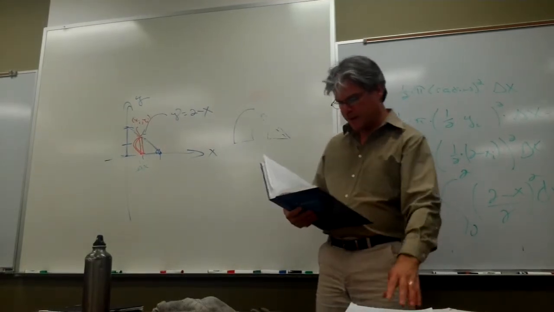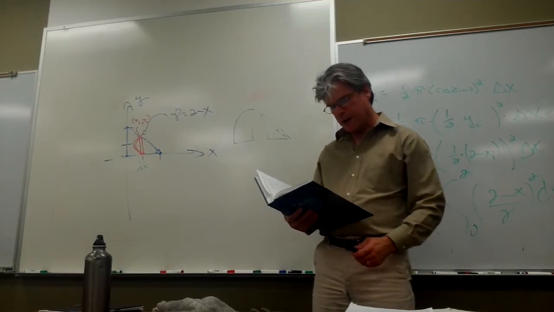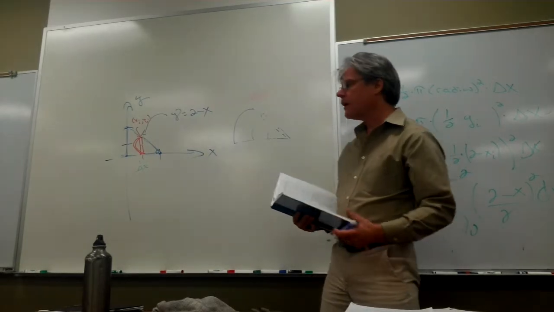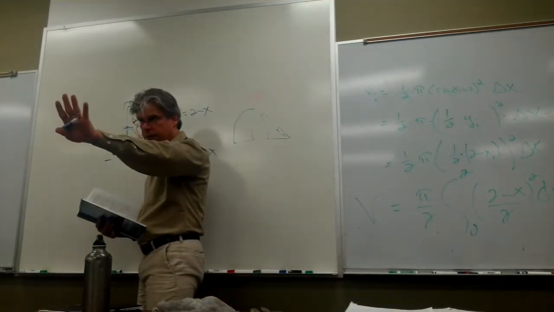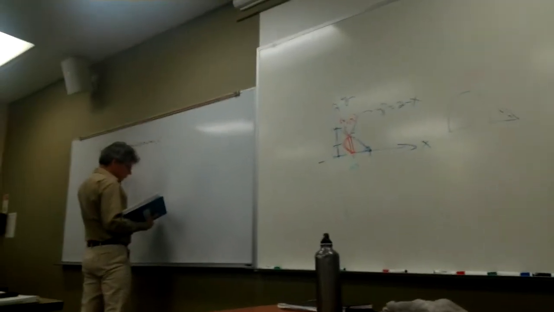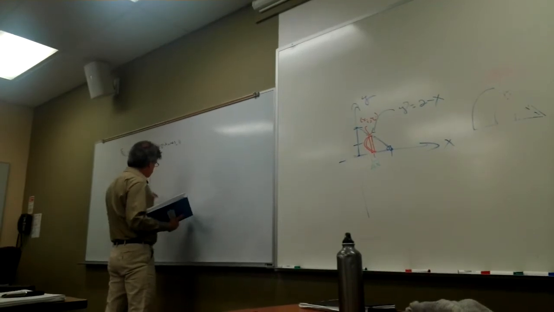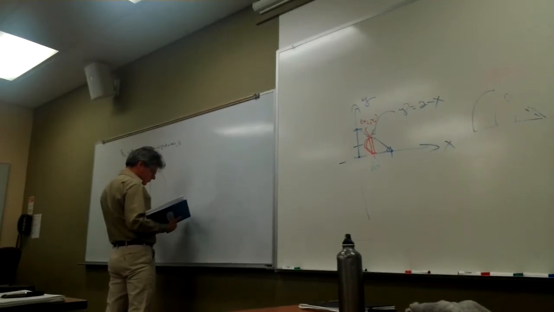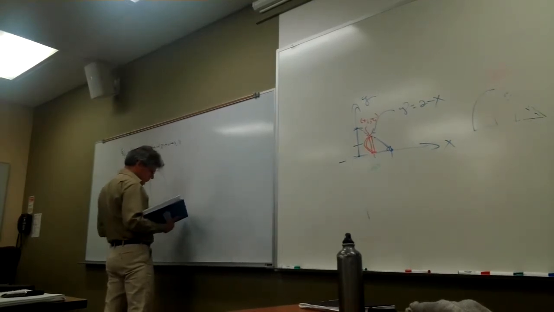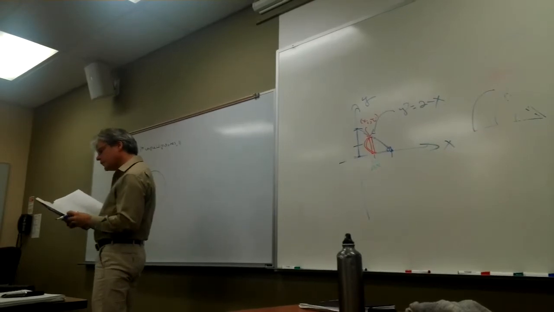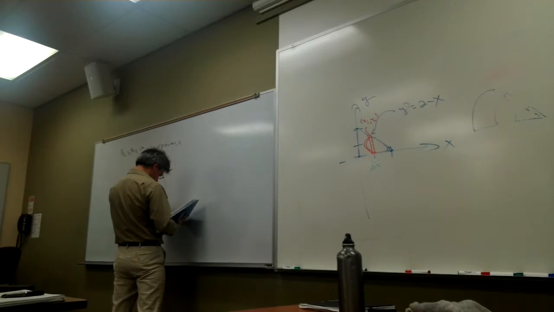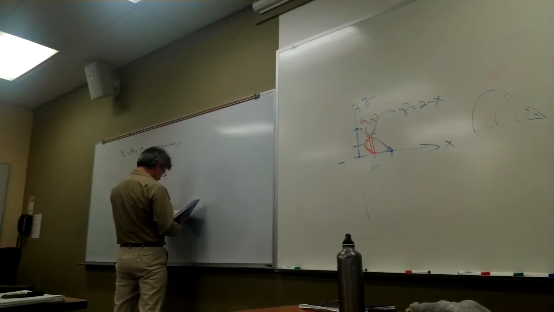So I've got a solid with a semicircular base of radius 5, whose cross sections perpendicular to the base and parallel to the diameter are a bunch of squares. I'll say it again more slowly. I've got a solid with a semicircular base whose radius is 5. Whose cross sections that are perpendicular to the base and parallel to that diameter are a bunch of squares.